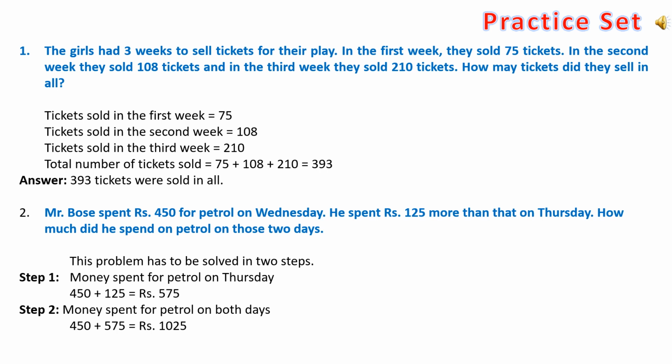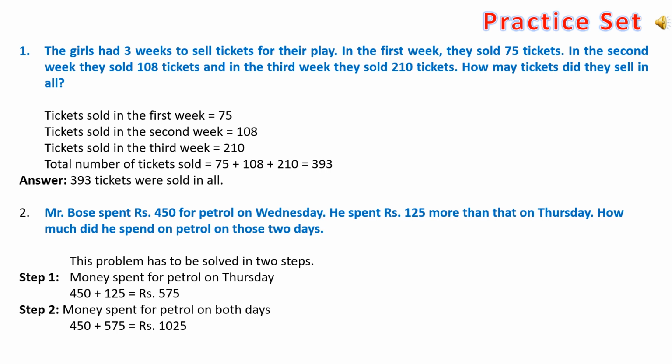The question is, the girls had 3 weeks to sell tickets for their play. In the first week, they sold 75 tickets. In the second week, they sold 108 tickets. And in the third week, they sold 210 tickets. Find out the total number of tickets they sell in all. So first you write tickets sold in first week, second week, and third week. Total number of tickets sold, add the whole tickets, and its answer is 393 tickets were sold in all.